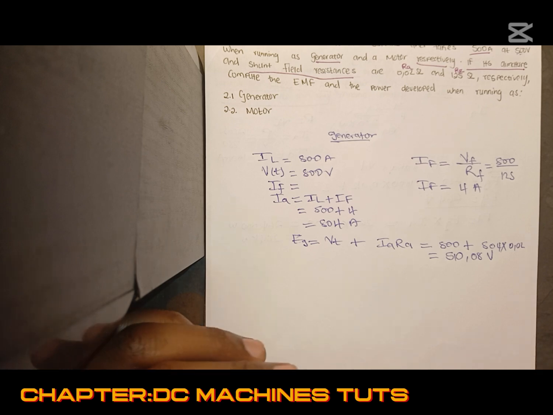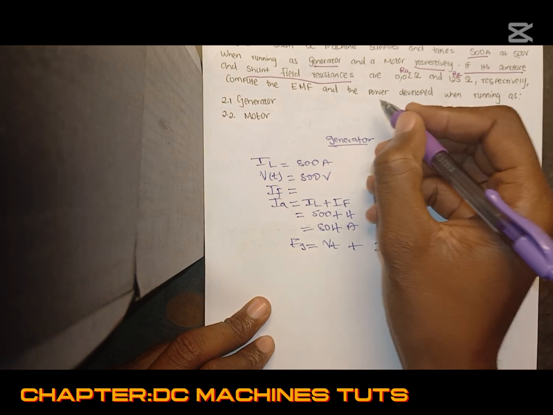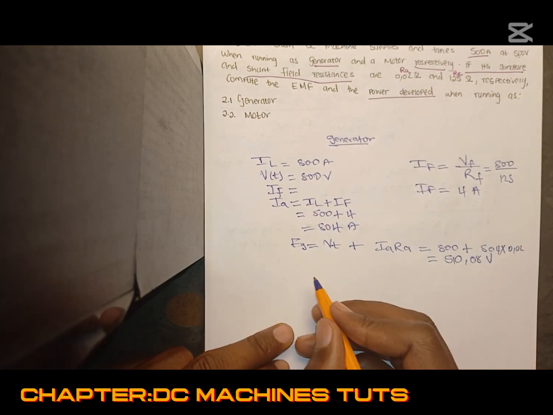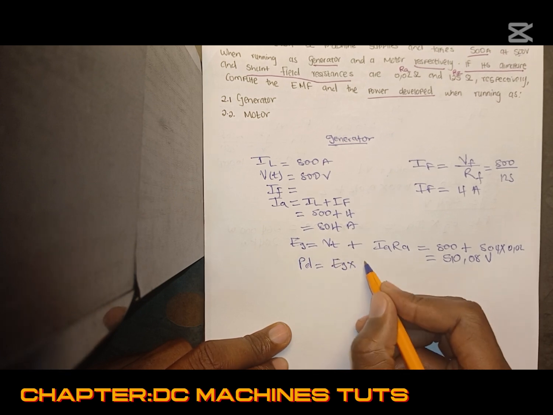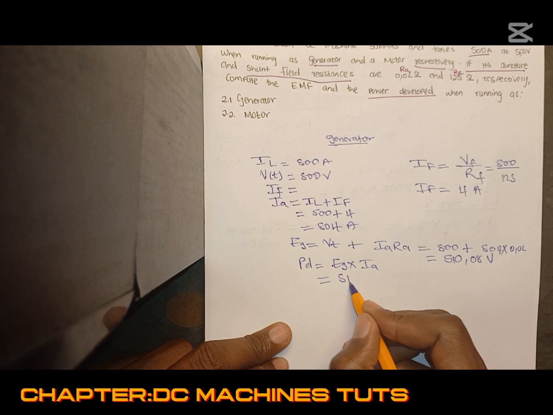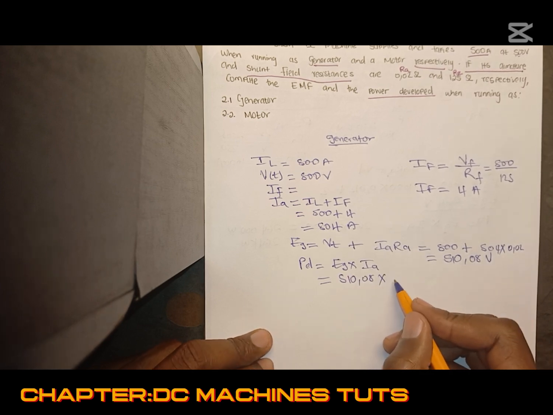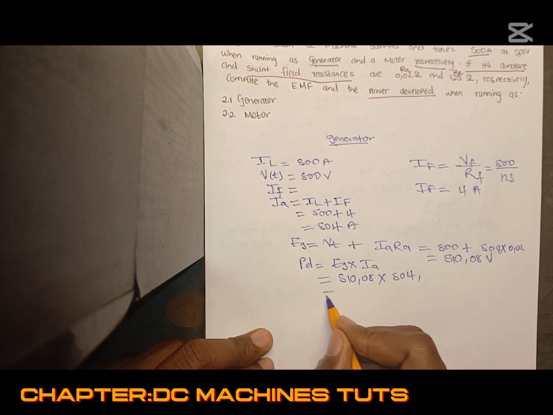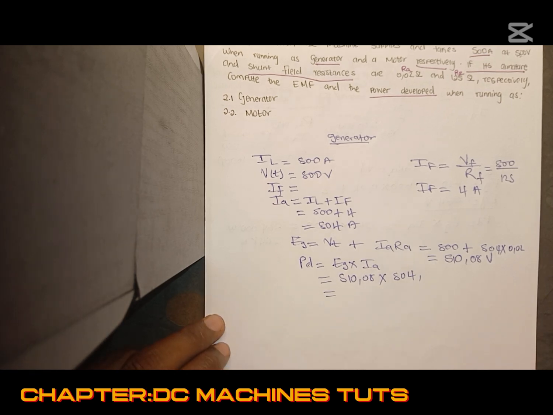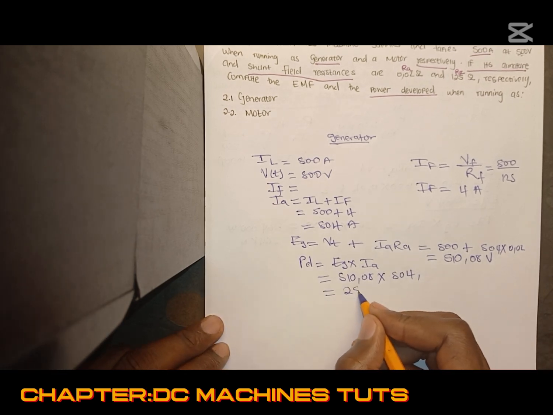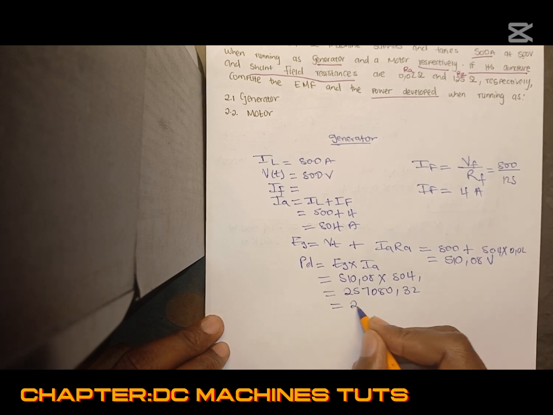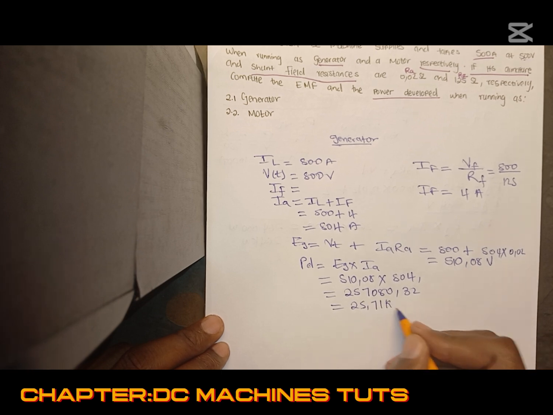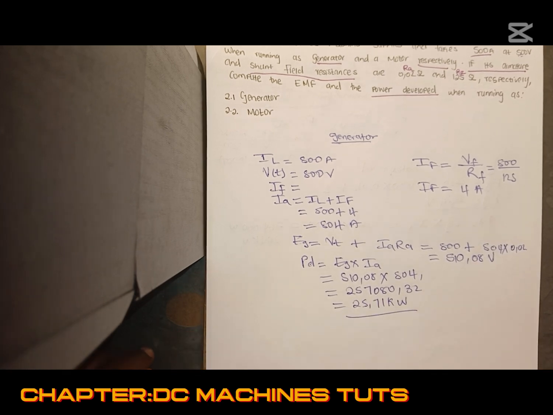Now, what do we need again? The question spoke about power developed. So how do you find power developed? Power developed is equal to EG multiplied by IA. So 510.08 multiplied by 504 is 25,780.32, which is 25.78 kilowatts. So this is the power developed, right?